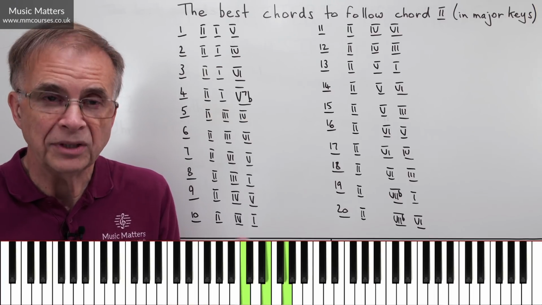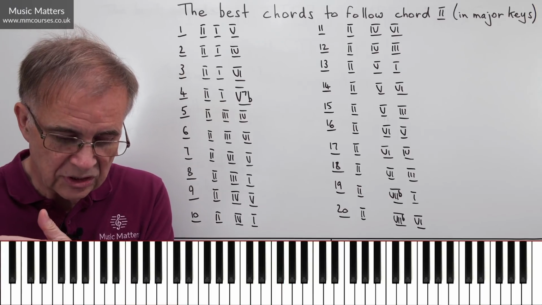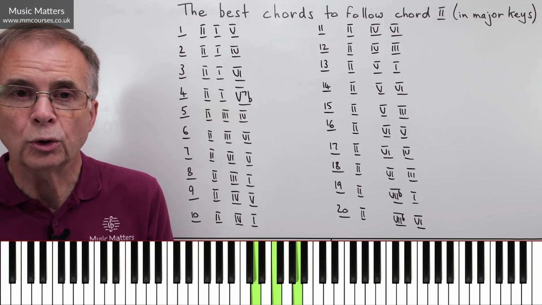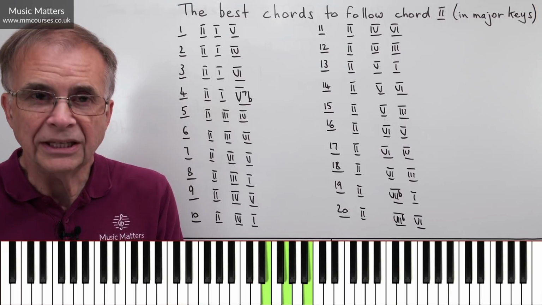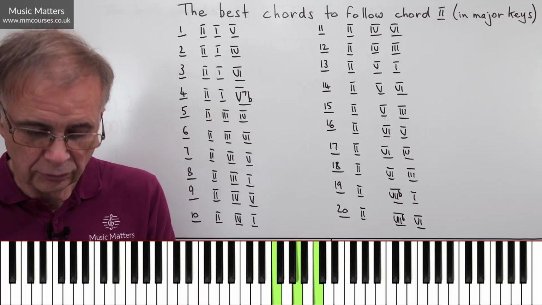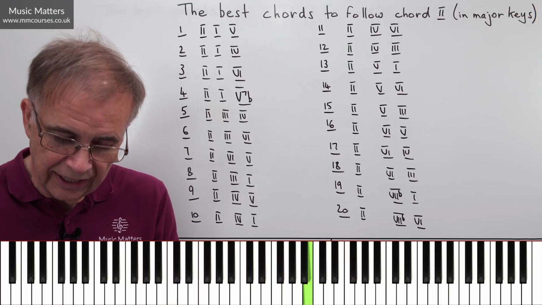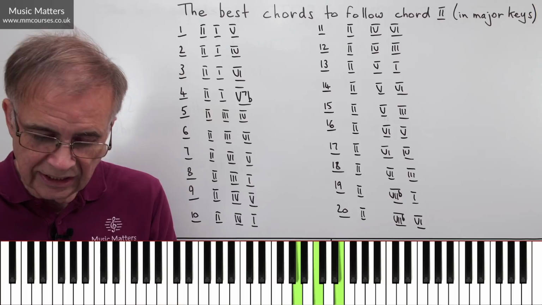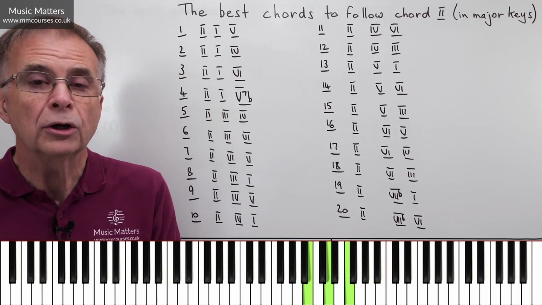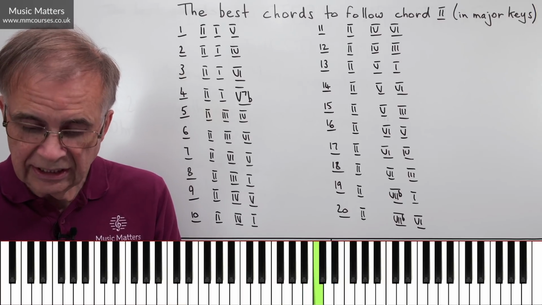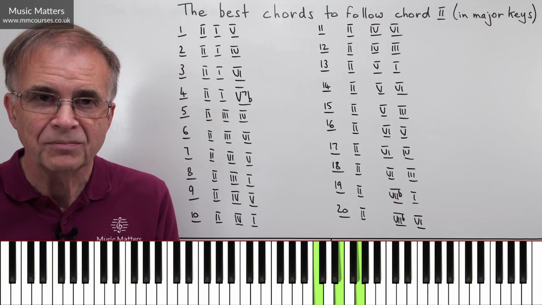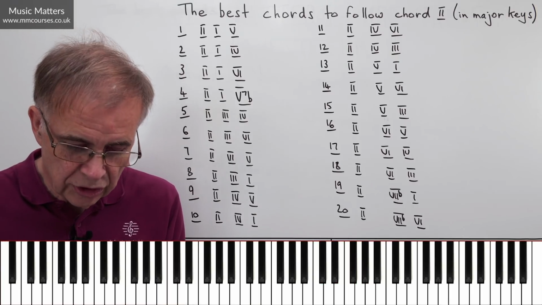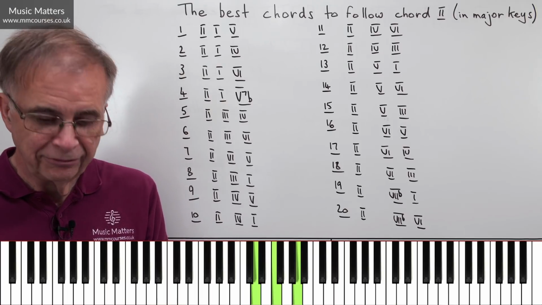The same thing applies up the scale. So D, F, A is chord 2, the chord we're thinking about in this video. E, G, B is chord 3, F, A, C chord 4, G, B, D chord 5, A, C, E chord 6, B, D, F chord 7, and then C, E, G brings us back to where we started, chord 1. So we're starting with chord 2, D, F, A.